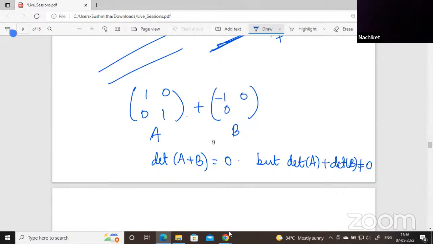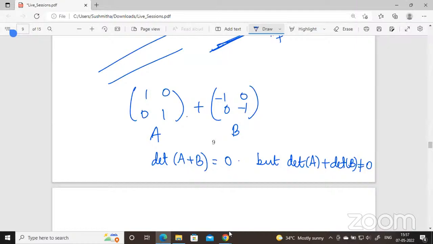So you can maybe take this matrix, right? What is A plus B? A plus B is 0, right? Yes. So the determinant of A plus B is 0, but determinant of A is 1 and determinant of B is 1, so not equal. Yes, ma'am.